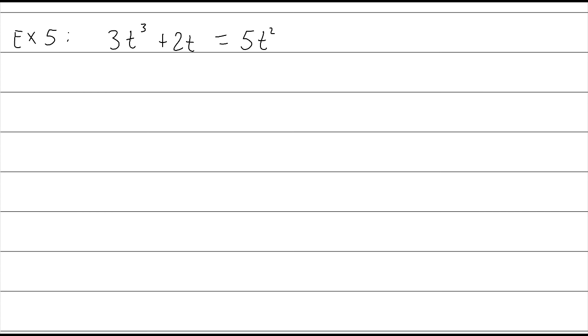So I'm going to go ahead and get everything onto the same side of the equal sign by subtracting away 5t squared. It equals 0. Now I'm going to look for a common factor. And I see that they all have t in common. So I can factor out a common factor of t.